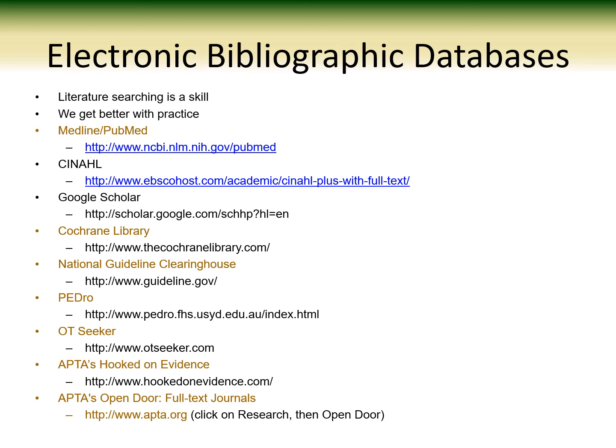And here is a list of electronic bibliographic databases. At the top is Medline and PubMed, and the tutorial we used today came from that. But there are several others that you can potentially use as well that can provide a wealth of very valuable information.